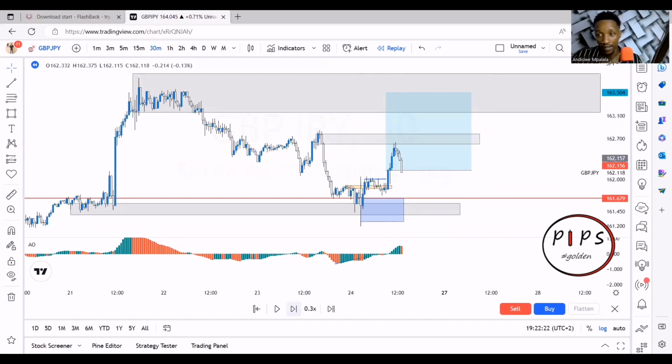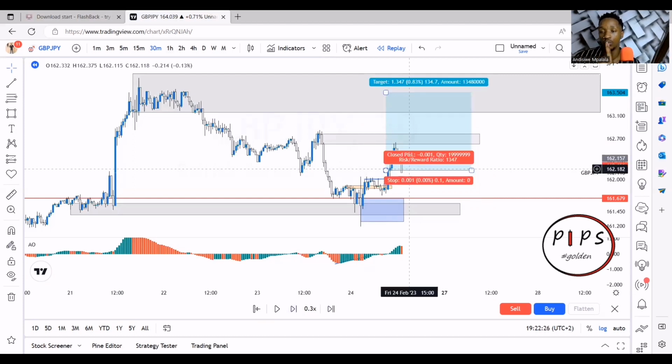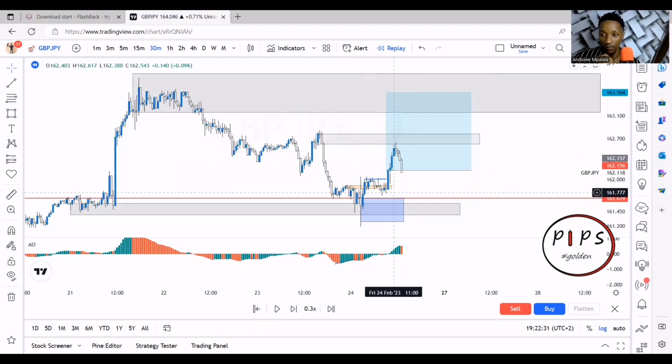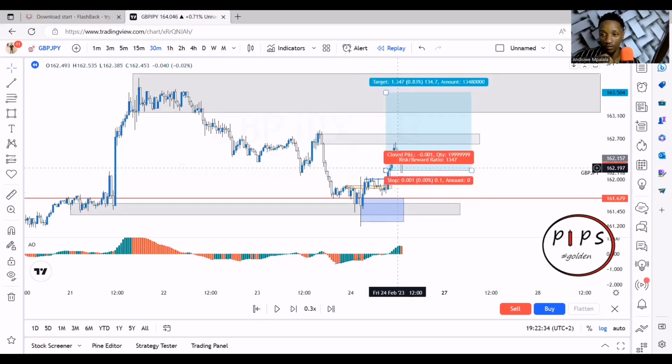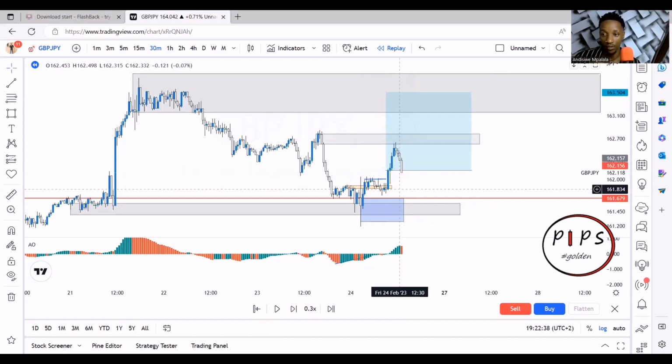Now, I held one position. One position was on break even because I had two positions open. So I got taken out on break even on this one. But then I held the other one and my stop loss was still down in these areas.